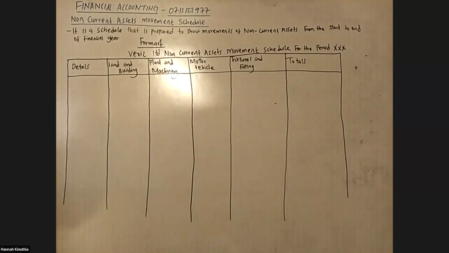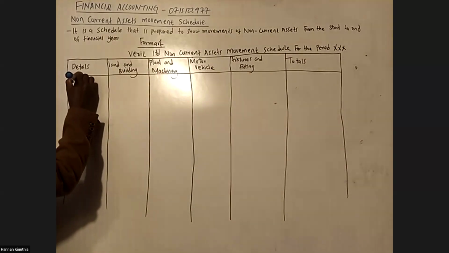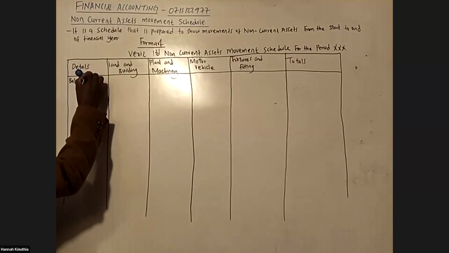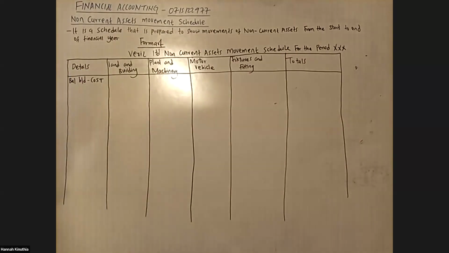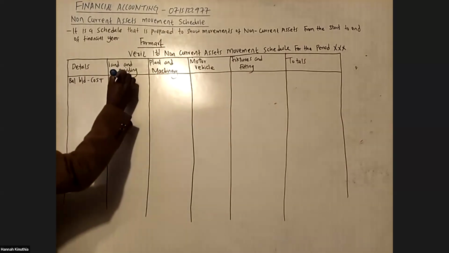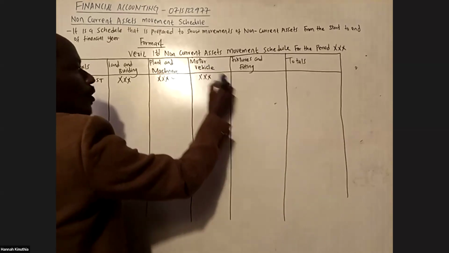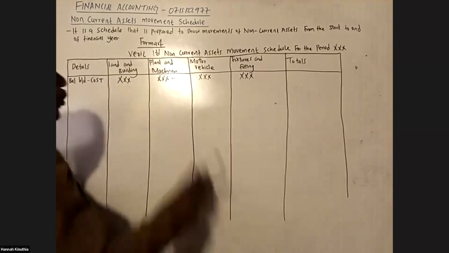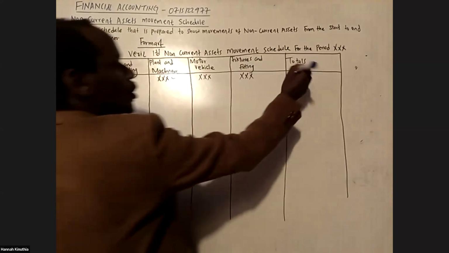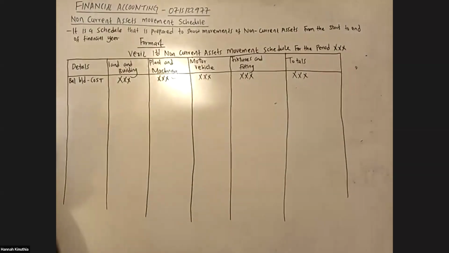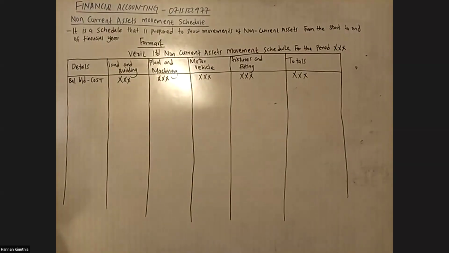Now we start with number one, balance brought down. Remember it is at cost. So the balance is always on cost. The information that you put here is always on cost. You put the land or the building, machinery, motor vehicle, fittings, then you add the total. So this one plus this one plus this one plus this one, you get the total. That's number one. You start with the balance brought down, and you insert the cost of that item.